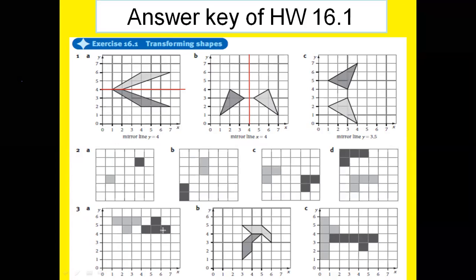Okay? Question 2, most of you got it right. But the point of doing question 2 is just to count the steps very well. Like here, you wanted to move this 2 up, then 3 to the right. So you count 1, 2 squares up, then go 1, 2, 3 right. So this is how you do it.